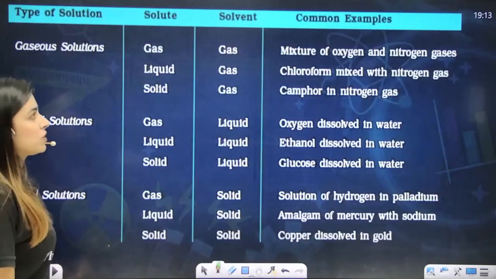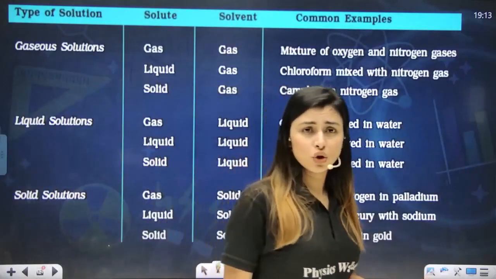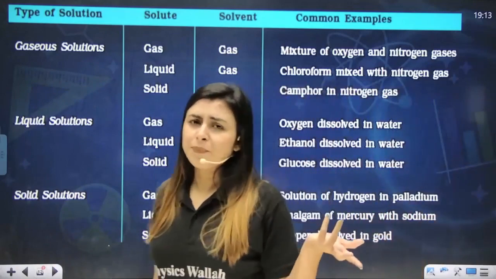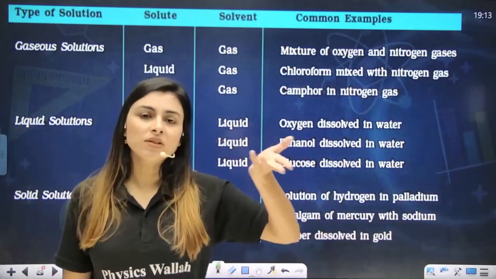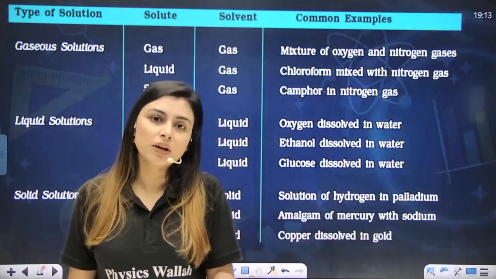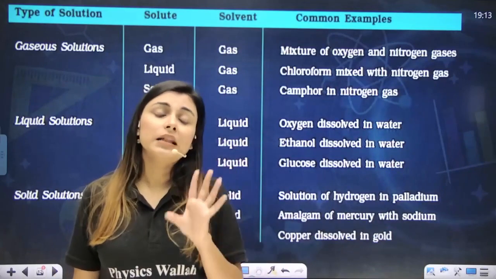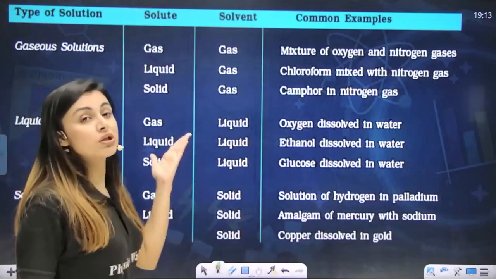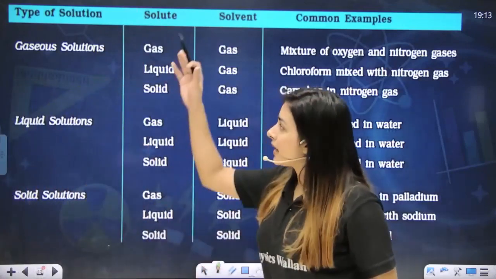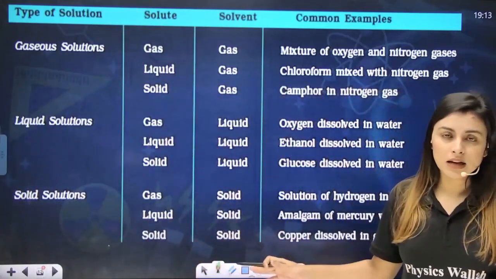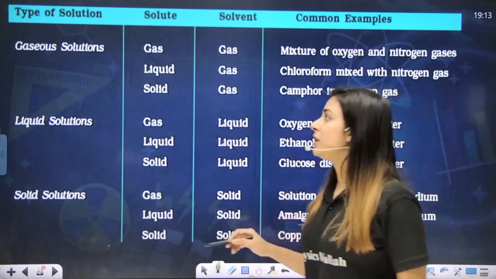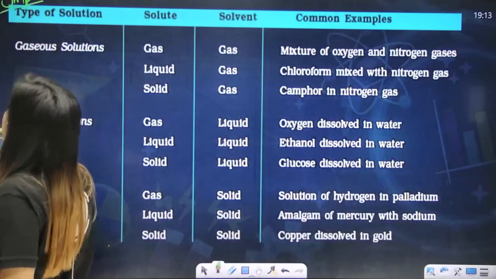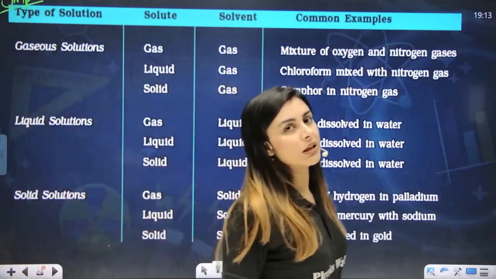Now, my dear students, you can have solute and solvent, right? The states of solute and solvent can be any of three. Any solute can be solid, liquid, gas. Your solvent can be solid, liquid, gas. This means that there are a total of 9 different types of solutions possible, right? All the possibilities are written here and you can go through this table. This table is important. Questions can be asked.